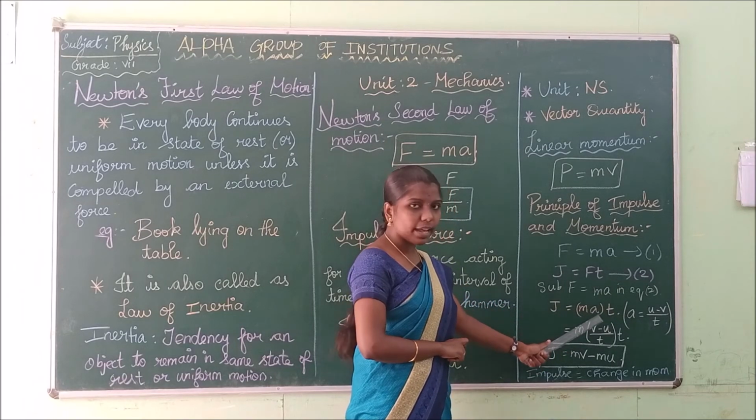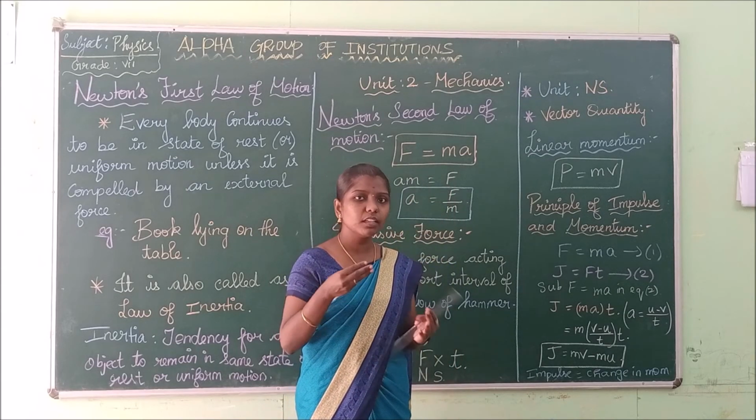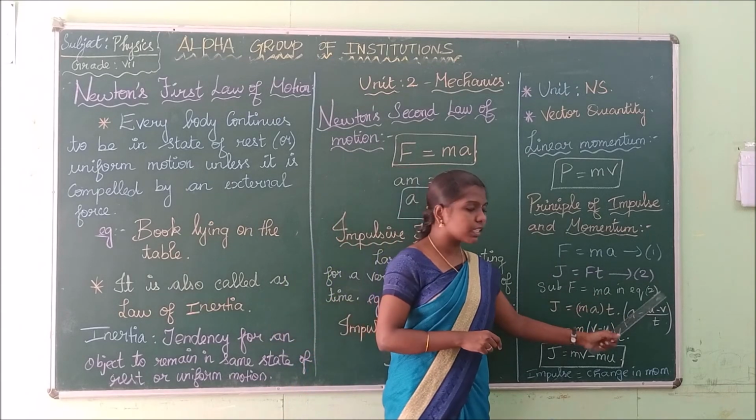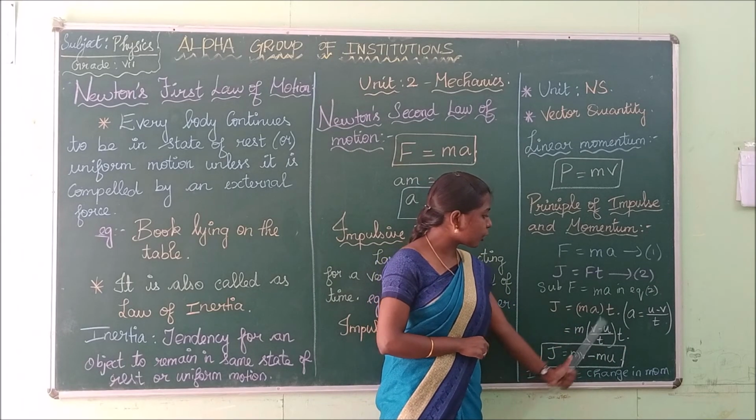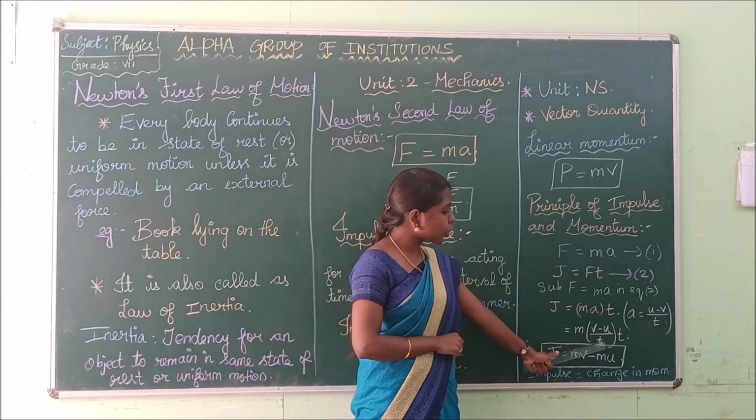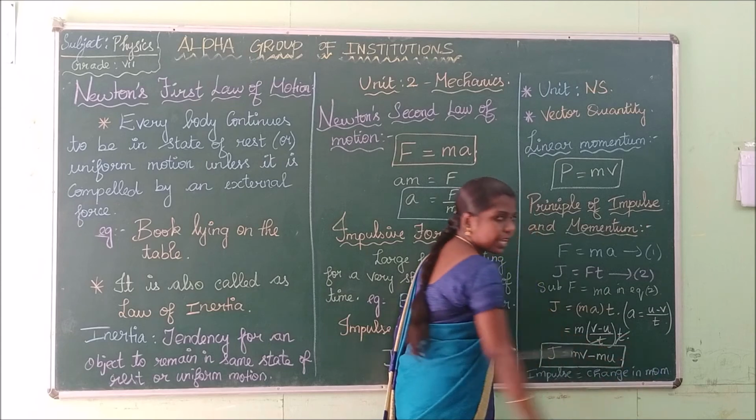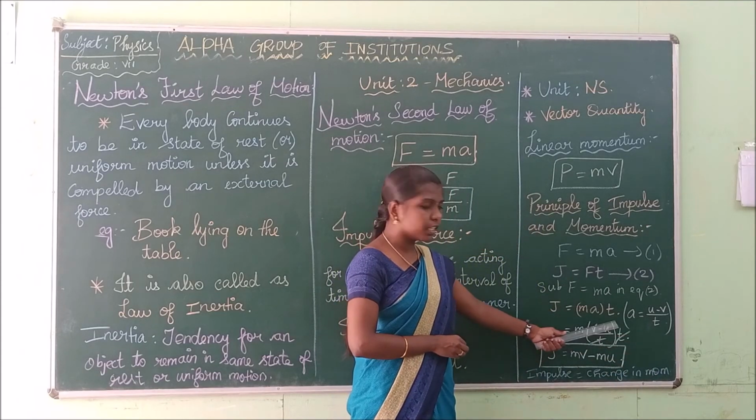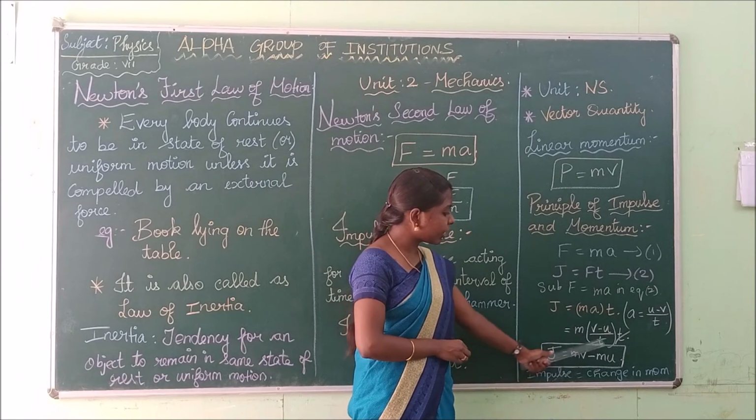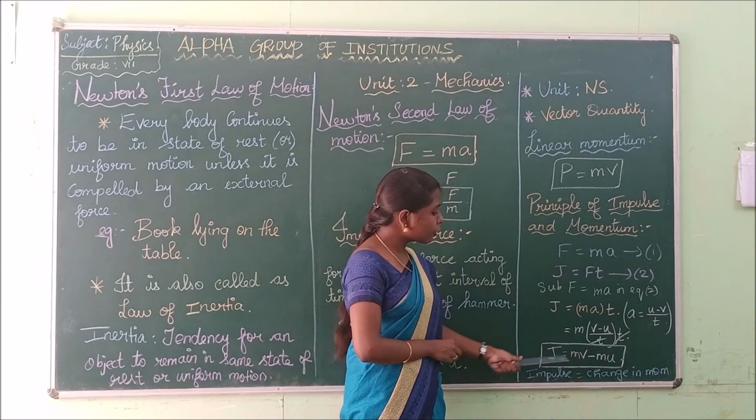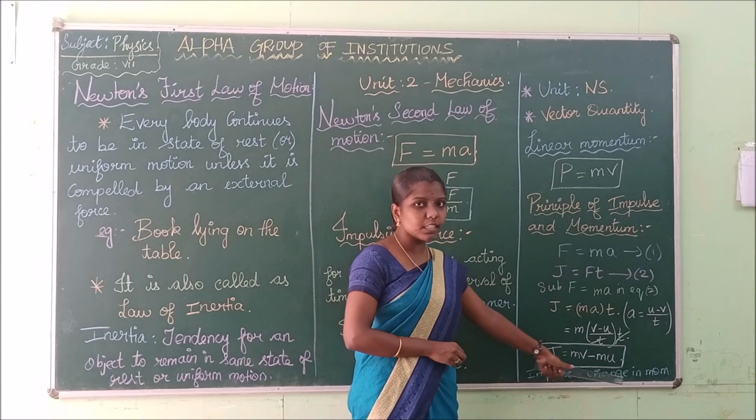Now this a is your acceleration. What is the formula for acceleration? Change in velocity by time taken. Final velocity minus initial velocity by time taken. Now I am substituting the value for acceleration here: m into v minus u by t, into t. This t and this t will get cancelled. So m(v minus u), that is mv minus mu. J is equal to mv minus mu. Impulse is equal to change in momentum. This is the principle of impulse and momentum.